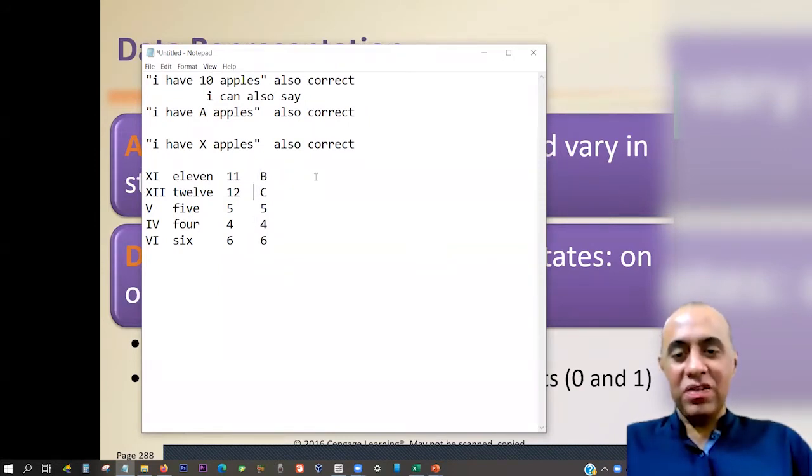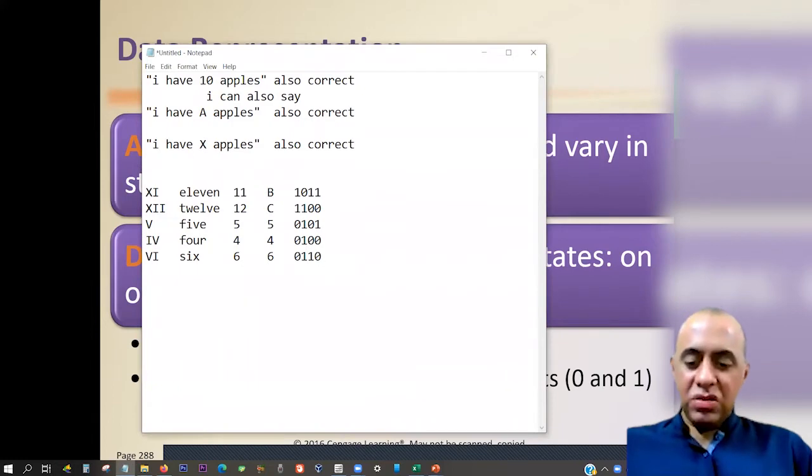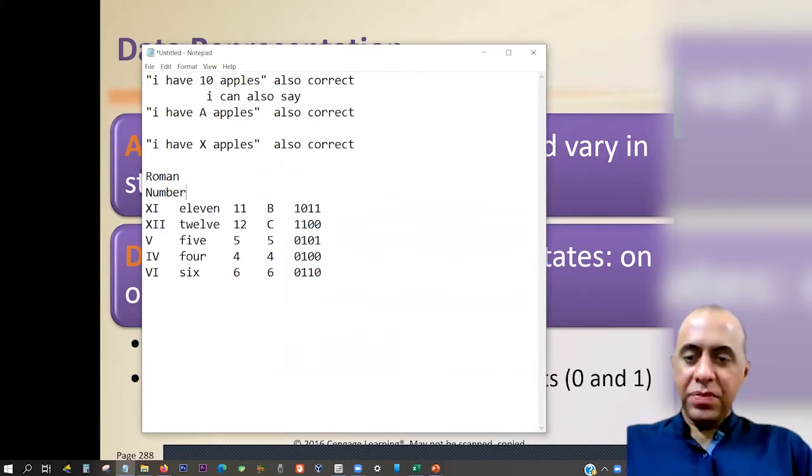And let me actually even show you another way of writing the exact same number. There is not going to be any difference in this, and that one would be 1011. And they sometimes write this number as 1100. They sometimes write this number as 0101. Okay, so all of these, we call this Roman numbers.